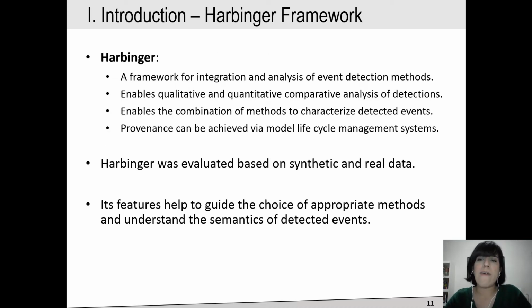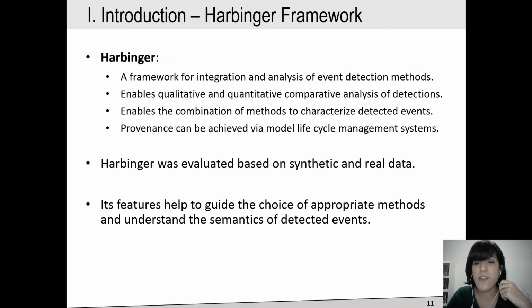With this work, we have developed Harbinger, a framework for the integration and analysis of event detection methods. For this, some of the main methods for detecting events available in the literature are standardized and integrated. And new customized detection methods can also be included by the user. Such integration enables a qualitative and quantitative comparative analysis of its detections, as well as the combined use of the methods so as to characterize the detected events in a more assertive way.